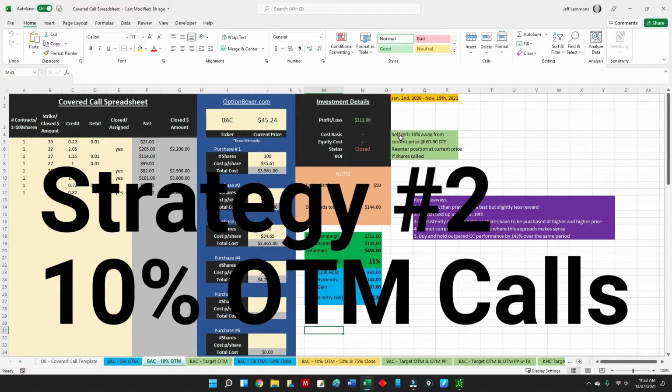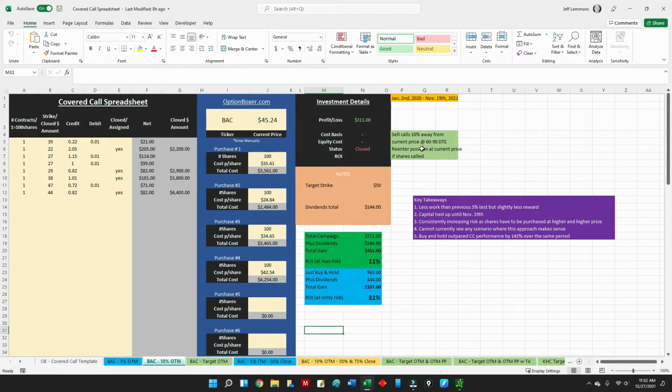So the next test I did is I wanted to sell calls 10% away from the current price at 60 to 90 days. So essentially the same strategy. I'm just going to move the strike price further out of the money, and I'm going to sell it just to collect a little more premium. I'm going to sell it a little bit further out in time, so 60 to 90 days. And then again, same thing. I'm going to re-enter the position at the current price if the shares are called away.